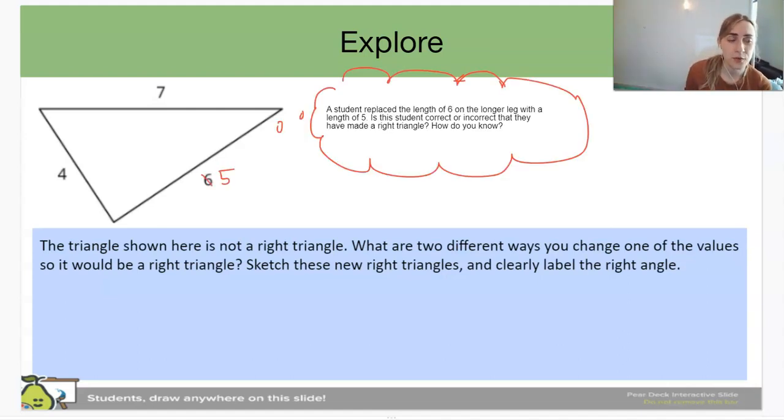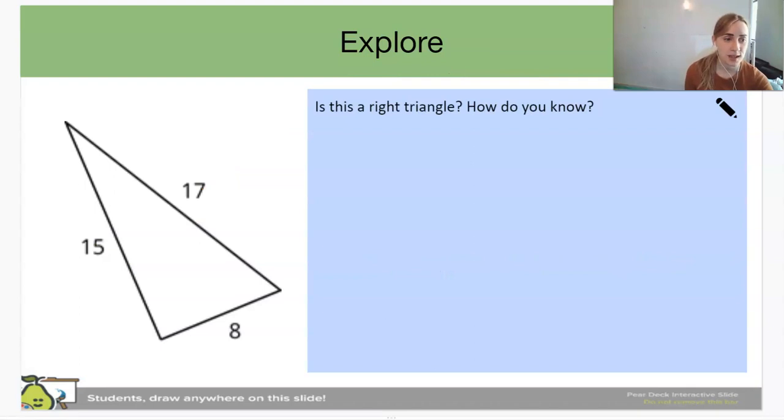Okay, so now before we move on, imagine that a student replaced the length of 6 on the longer leg of this triangle with a length of 5. Is this student correct or incorrect that they have made a right triangle? How do you know? So you don't have to write your answer to this one. You may want to do some calculations to the side. But decide for yourself, is this student correct? Have they created a right triangle? And how do you know whether they've created a right triangle or not? So pause and think about that. And when you're ready, we'll move ahead to slide D, the last slide of our Explore section.